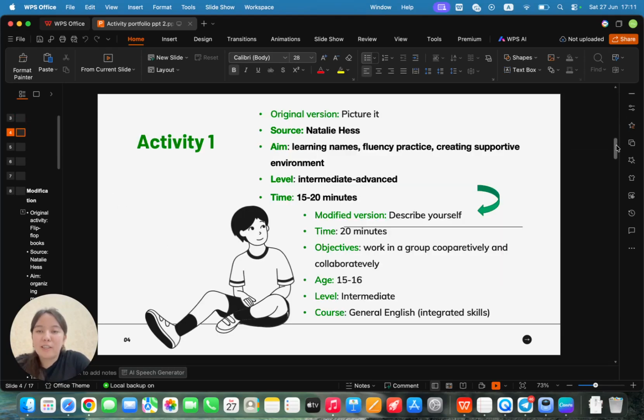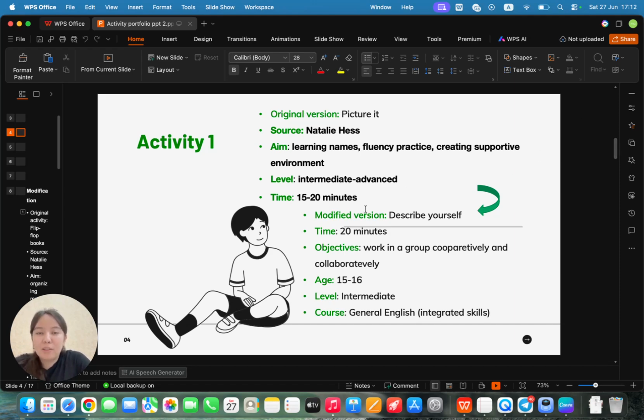For the first activity, I took one activity named Picture It. Source was Natalie Hess. The aims are learning names, fluency practice, and creating a supportive environment. It's appropriate for intermediate and advanced learners. Time was given approximately 15 to 20 minutes.